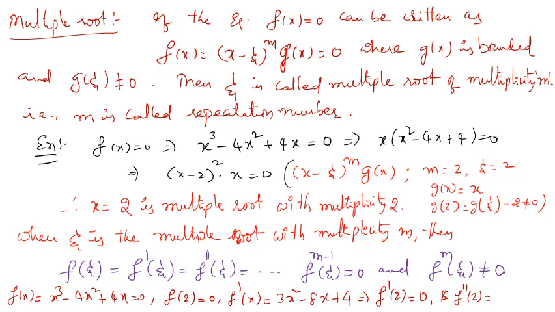F double dash means what I am having, 6x, 6 into 2 minus 8, which is not equal to 0. This is the concept. So what is the thing? Multiple root means it has a repetition number. Xi is the multiple root with multiplicity m, means xi is a repeated root and it is repeated m times. When it is repeated m times, the function value and its m minus 1th derivatives at the root are 0 and the mth derivative is not equal to 0. Okay, this is about multiple roots.